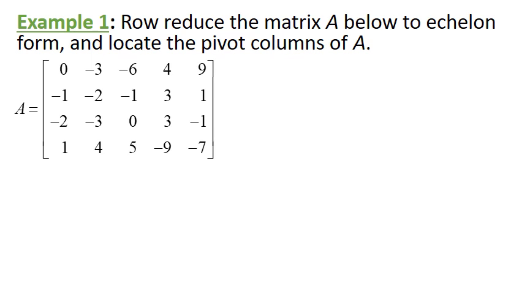So what I want to remind you is that this entry here must be a pivot. Now we're asked to row reduce this matrix to echelon form. Okay, it doesn't have to be reduced row echelon form, just echelon form. So if I want that to be a pivot, I want that to be a 1. And looking at the other rows, I notice that this is a 1. So what I can do is interchange those two rows. So I will interchange row 1 and row 4.